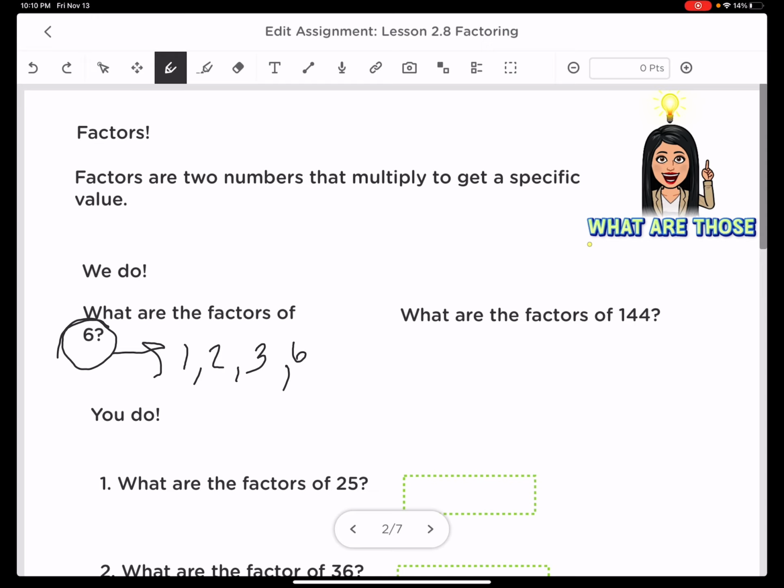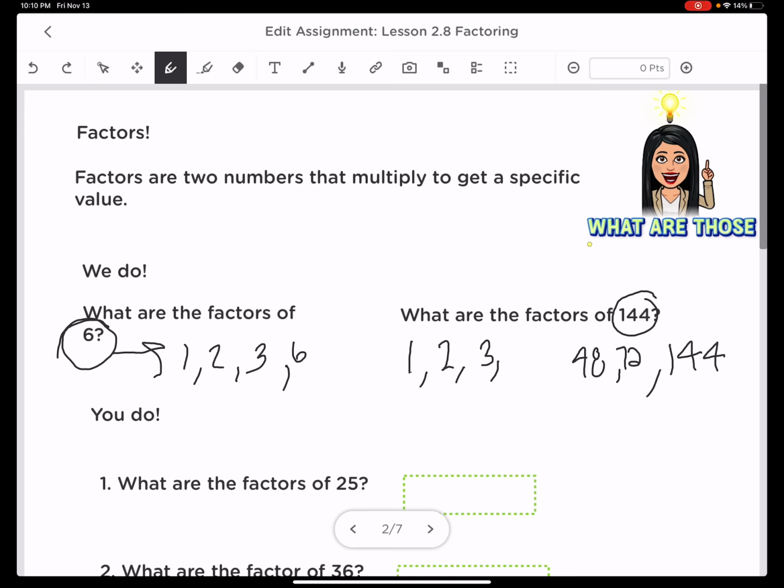Now we're looking at 144. So 144 is going to have a little bit more of the factors. So we're going to try, obviously we always know 1 times that number is always going to get me that 144. And then we know it's going to be divisible by 2 because any even number is always going to be divisible by 2. So the number that you multiply times 2 is going to be 72. Then we're going to think, is it divisible by 3? It actually is. It's 3 and 48.